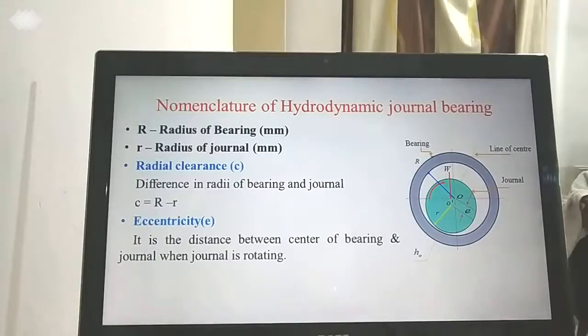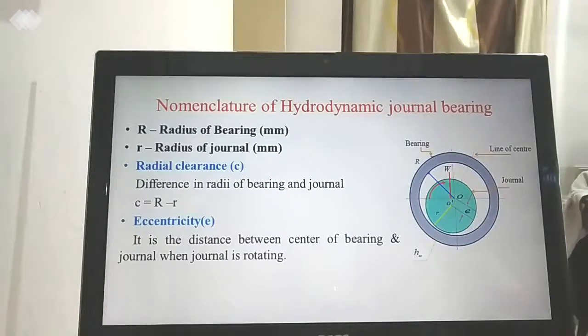Now here we have the figure. This is the journal, this is the bearing, and in between there is a lubricating oil, or space for the lubricating oil. This kind of bearing is an eccentric type of bearing, because the center of the journal and the center of the bearing have some distance or gap, that is called eccentricity, e. So let us discuss the terms.